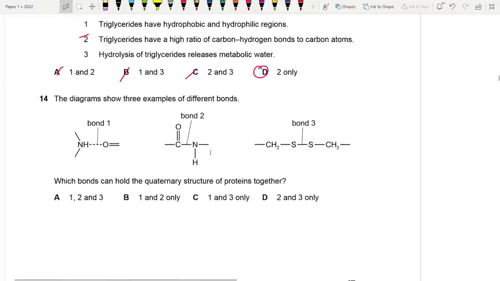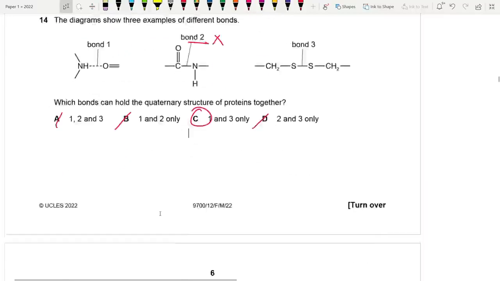Okay. The diagram shows 3 examples of different bonds. Which bonds can hold the quaternary structure proteins together? In quaternary structure, we have a few bonds: disulfide, hydrogen, hydrophobic interactions, and ionic interactions. So this is a peptide bond. This is for primary structure. We can't get to bond 2. Okay, it has to be 1 and 3. 1 is a hydrogen bond, and 3 is a disulfide bond. Sounds good? 14 is C.